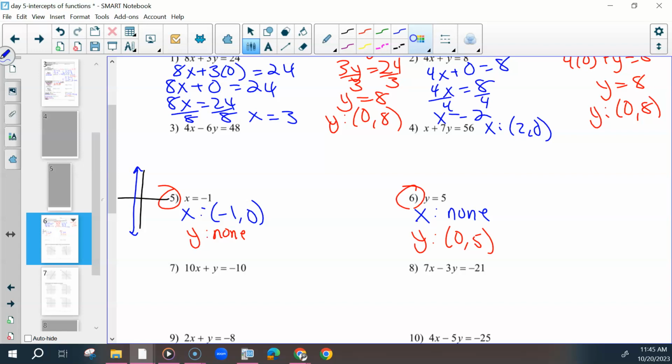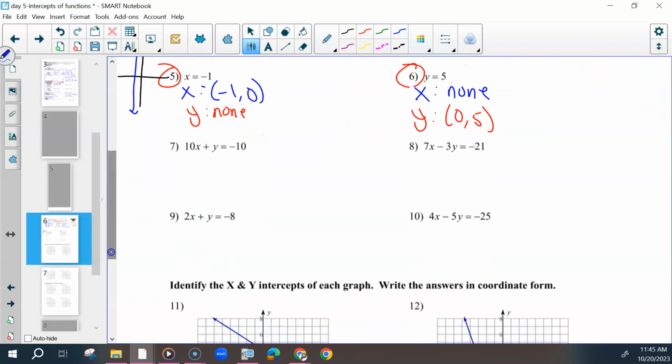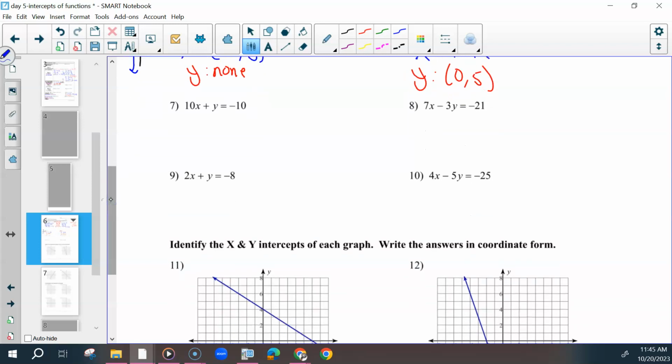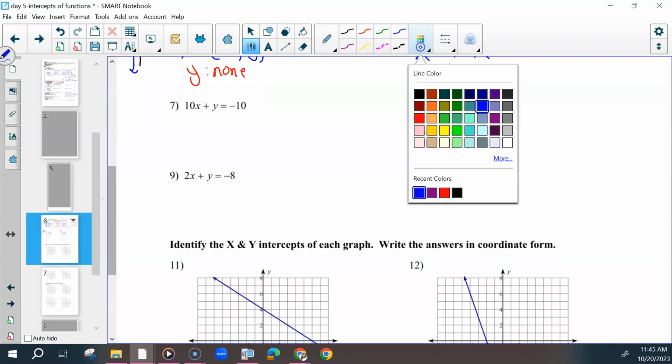Any other questions in 3 through 10? Number 10. All right. So for number 10, let's do this one, and then we're going to change gears and move on to the next one.